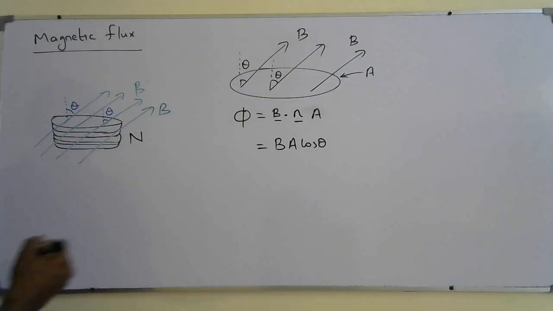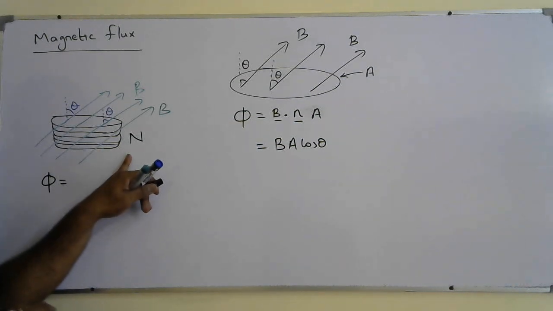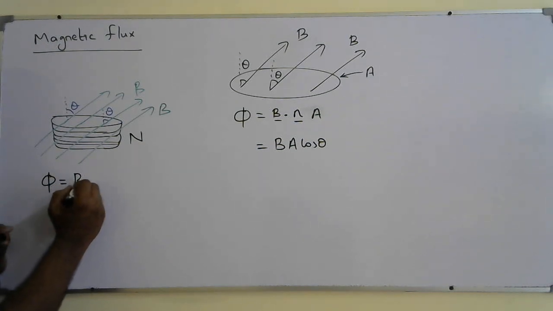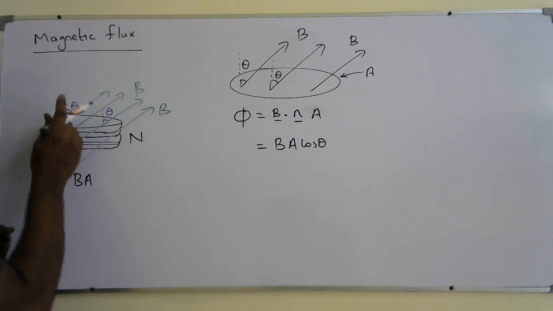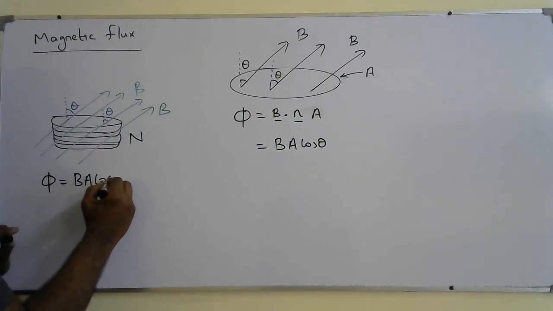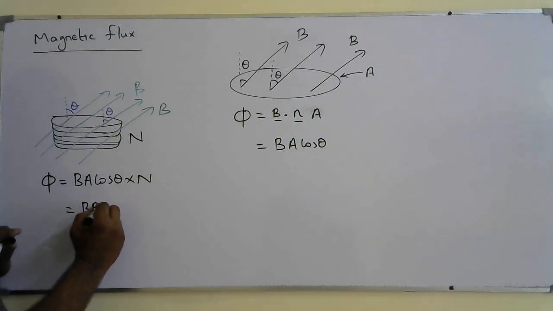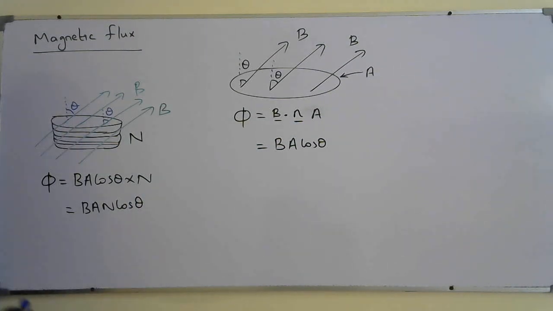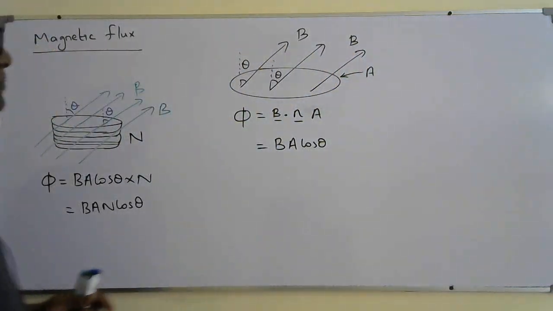So here the magnetic flux linkage with the solenoid or coil which has n number of turns is given by phi equal B A cos theta, where theta is the angle between the normal to the surface and the field lines, B A cos theta times n. So that means B A n cos theta. That's the magnetic flux linkage with n number of turns of solenoid or coil.